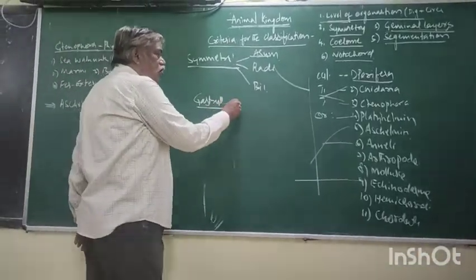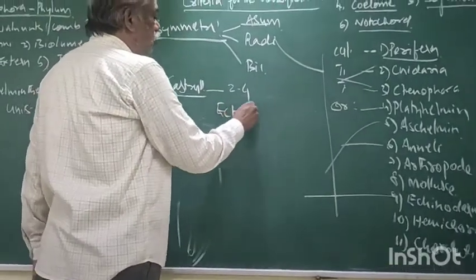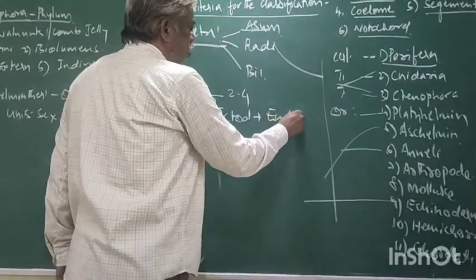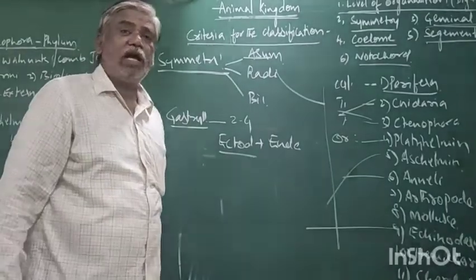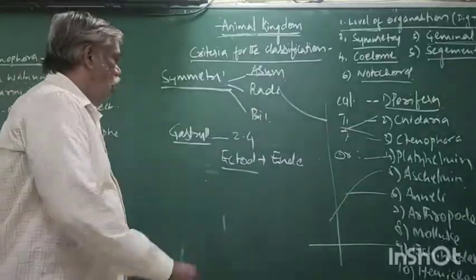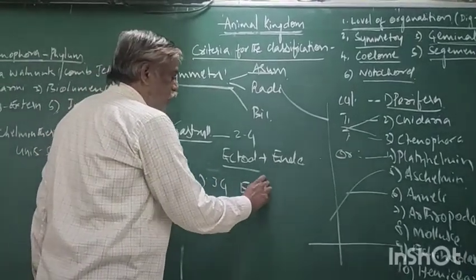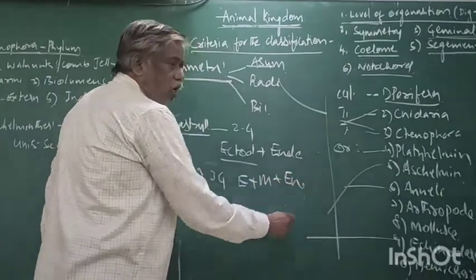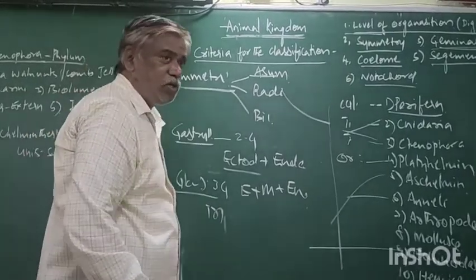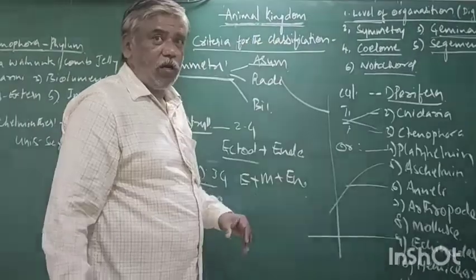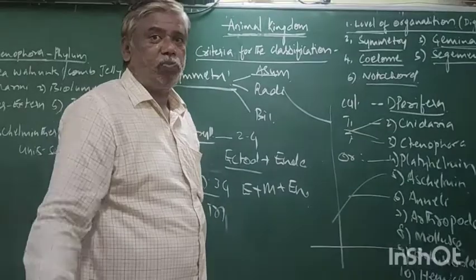The gastrula containing two germinal layers, that is ectoderm and endoderm, not epiderm. Ectoderm, endoderm. Such animals are called diploblastic. If the gastrula contains three germinal layers, ectoderm, mesoderm, and endoderm, these animals are called triploblastic. That means in the animal kingdom, based on germinal layers, the animals are classified into two types: diploblastic and triploblastic.